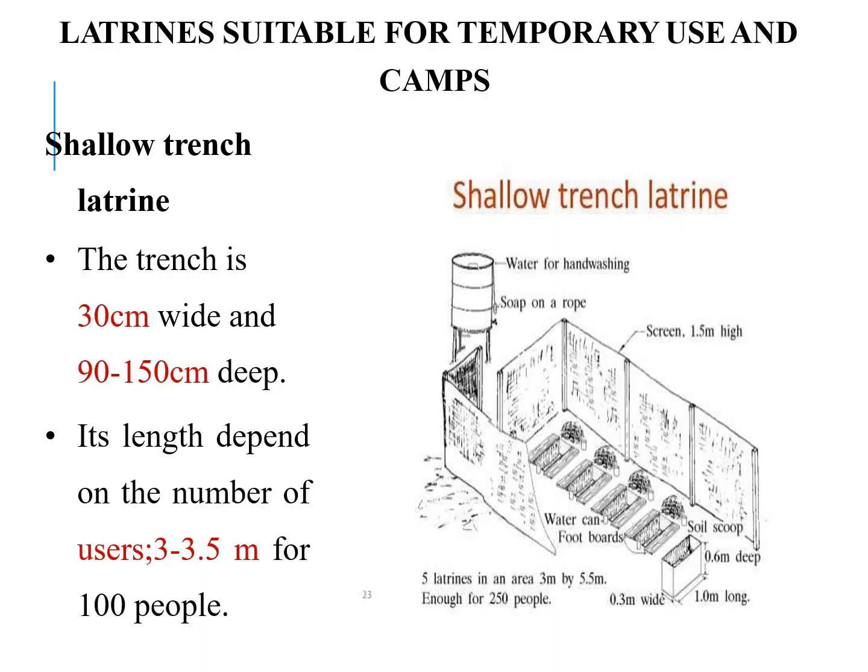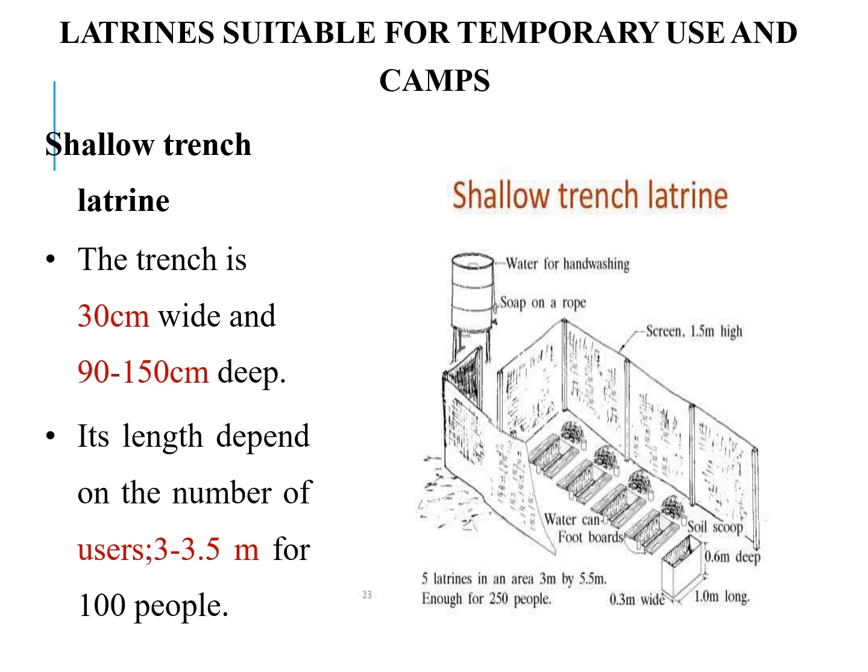Are there latrines which can be used during camps? Camps happen when there is a displaced population during earthquakes and natural disasters. For that, we need to create makeshift latrines. One of the latrines which can be used is the shallow trench latrine. The latrine is 30 centimeters wide and 90 to 150 centimeters deep. The length depends on the number of users. Usually it is 3 to 4.5 meters for 100 people.